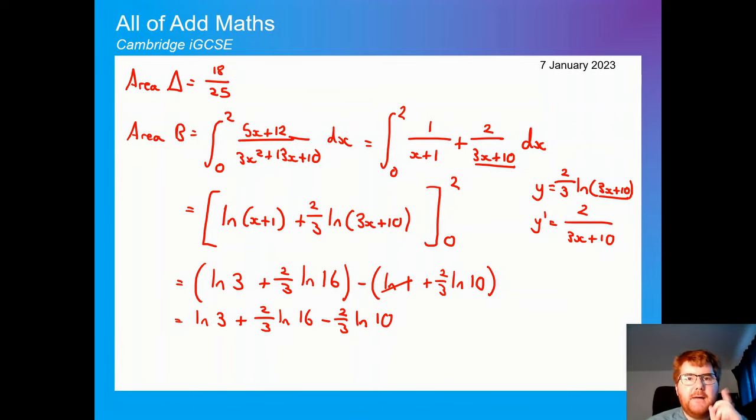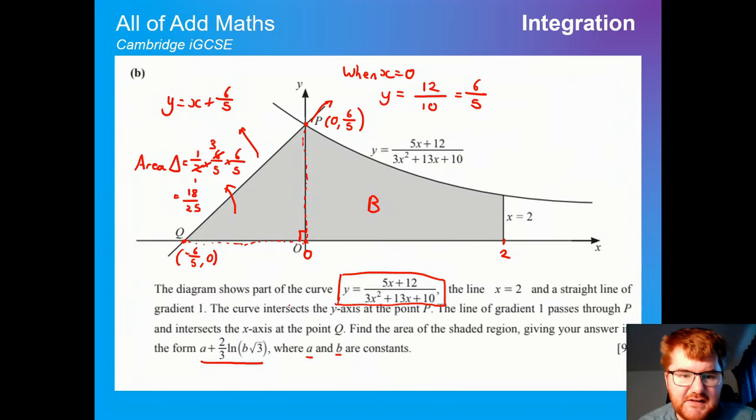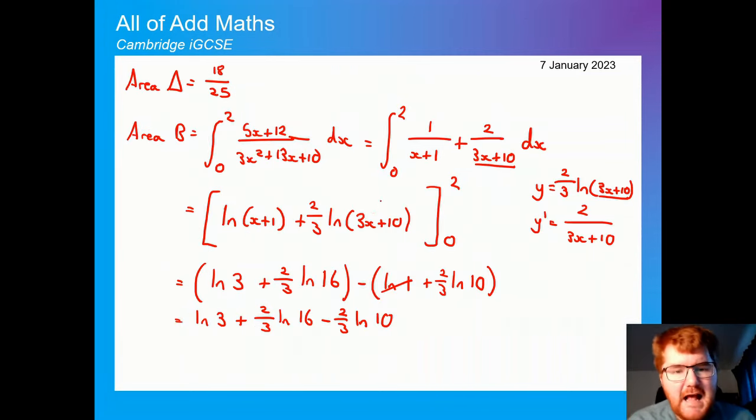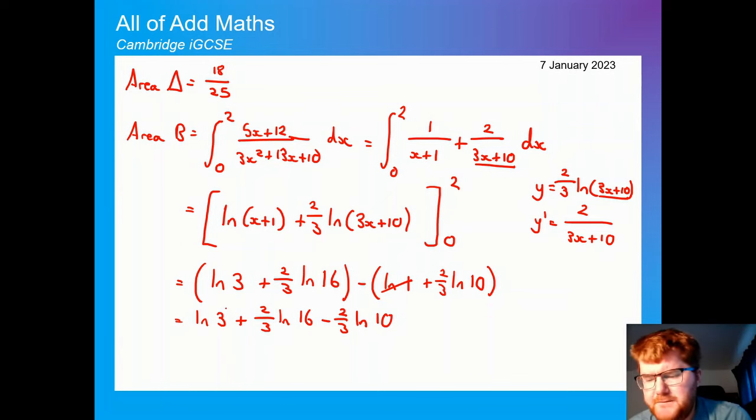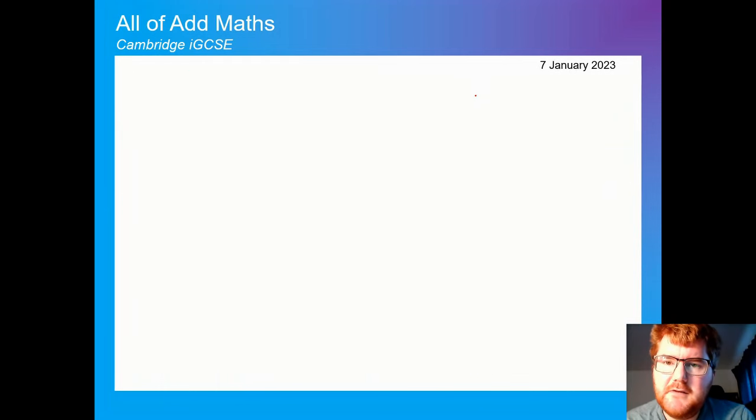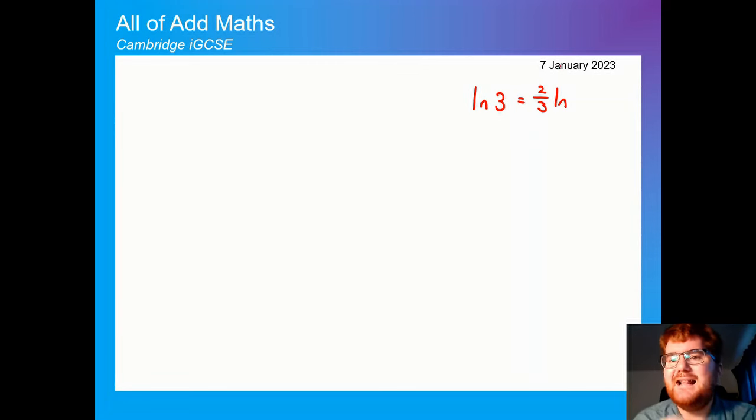Now, if we go back to what we actually need it written in, we need it written in the form 2/3 natural log of something in the bracket. At the moment, we've got 2 terms in terms of 2/3, but not this one over here, the natural log of 3. So what we'd really like to do here is change the natural log of 3 into something with 2/3 at the front. Let's just call this x for the time being.